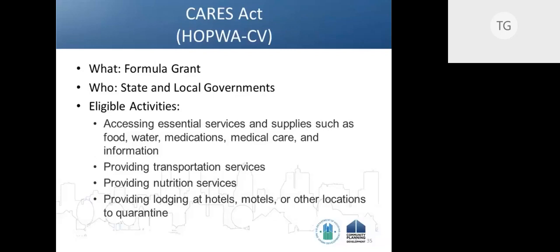CARES HOPWA, as a matter of fact, we may have more information this afternoon because there's also a webinar happening this afternoon for the HOPWA program that's being conducted by HUD. But for the moment, this is also available to state and local governments for assessing essential services and supplies such as food, water, medications, medical care, information, providing transportation, nutrition services, and providing lodging at hotels, motels, and other locations in order to quarantine people.